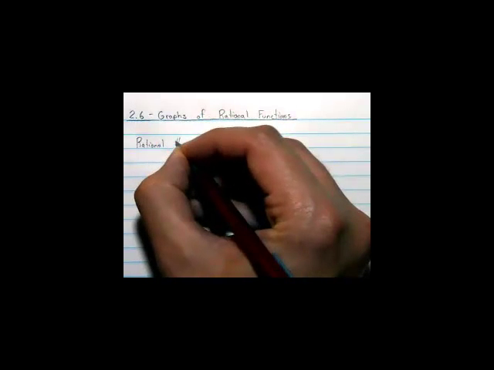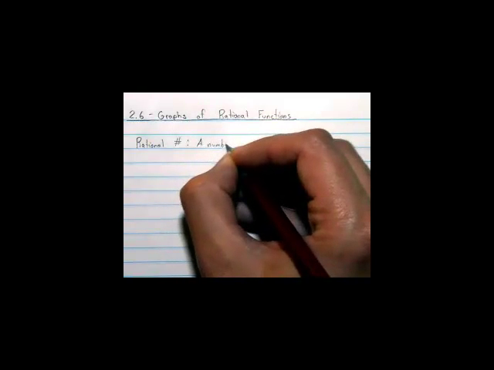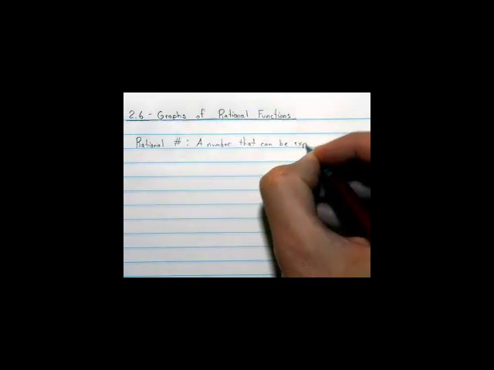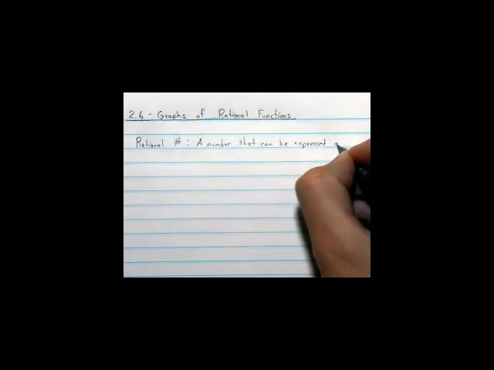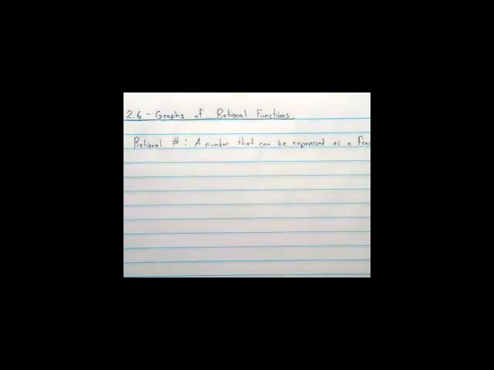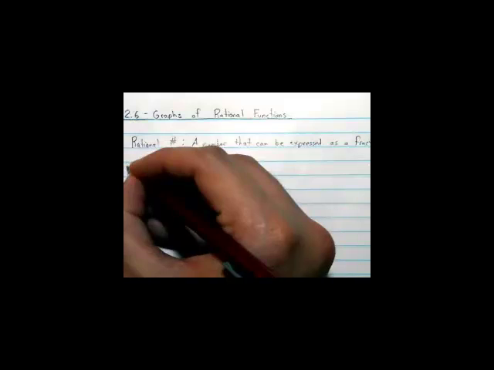What's a rational number? We did kind of talk about that when we talked about the rational root test, right? A rational number is a number that can be expressed as a fraction. So we often think of rational as the fancy word for fraction. Okay, so a rational function is going to look like a fraction then.